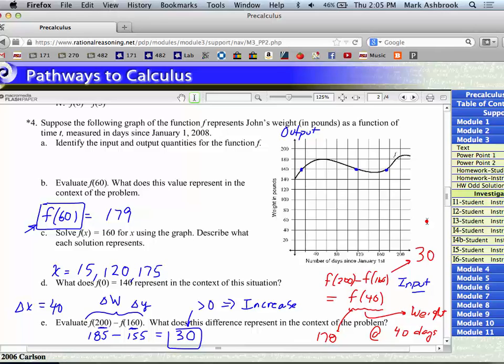Okay? But so this is a very common mistake. Students think that, oh, if I just plug in the change in the input, it'll give me the change in the output. Well, clearly that's not the case. You've got to find the initial output and the final output and subtract to get the change in the output.